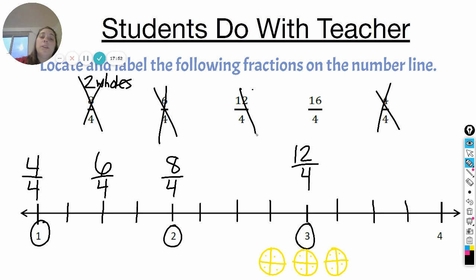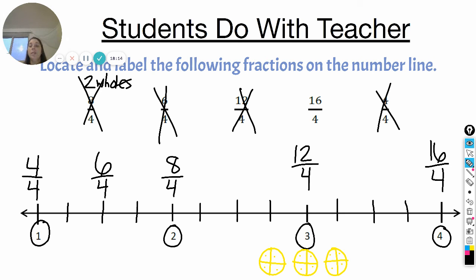Okay, so I'm going to cross out 12/4, and then next is 16/4. I'm going to start at 12 and start counting up. 12, 13, 14, 15, 16. 16/4. I see that's right above 4 wholes.